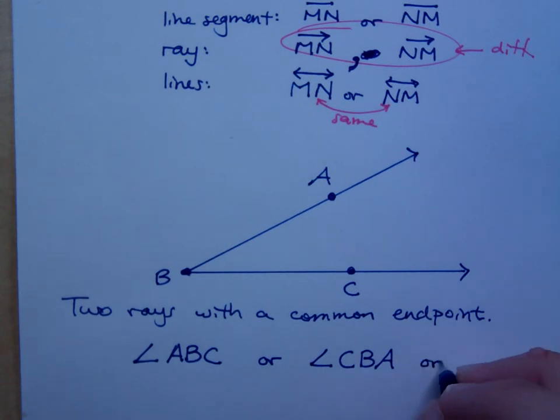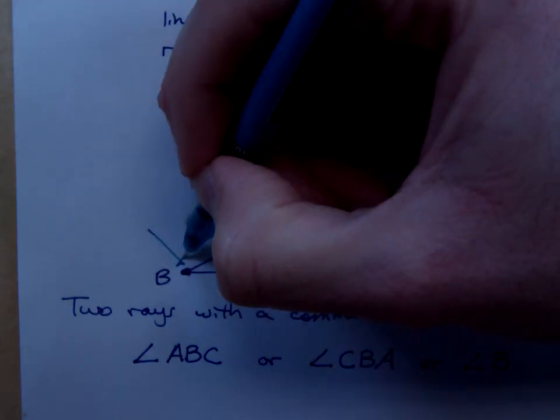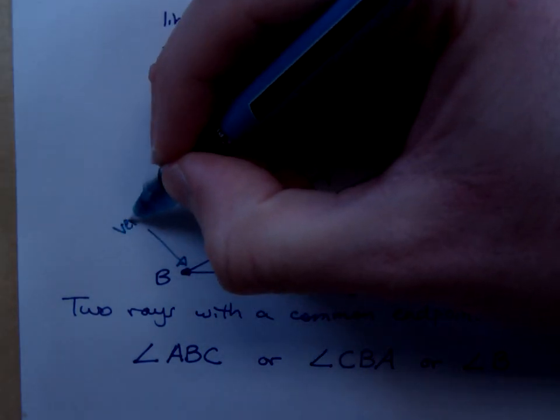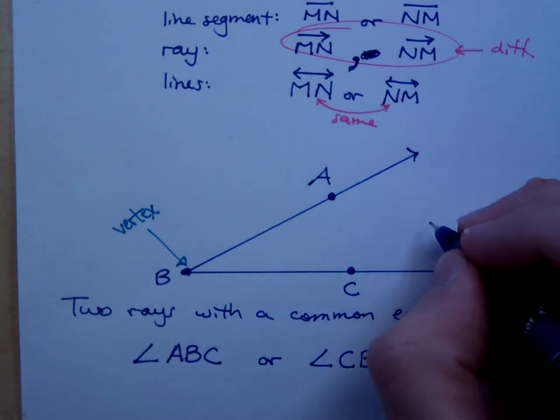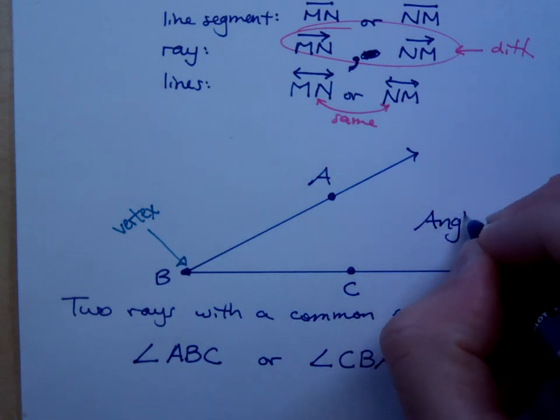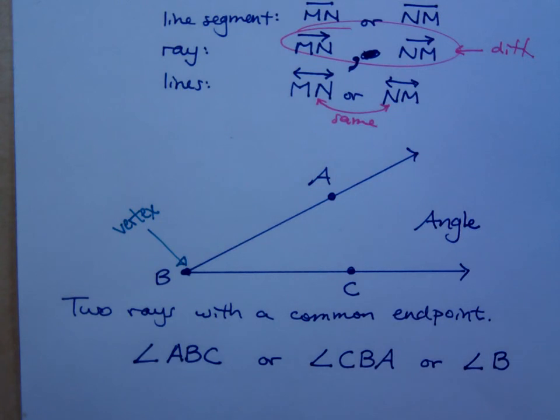There is another way that you can label this guy in particular, and you could just label it by the vertex, which is B. So this guy right here, that common endpoint, is called the vertex. So this guy right here is an angle. Please make sure you spell it as angle, not angel.